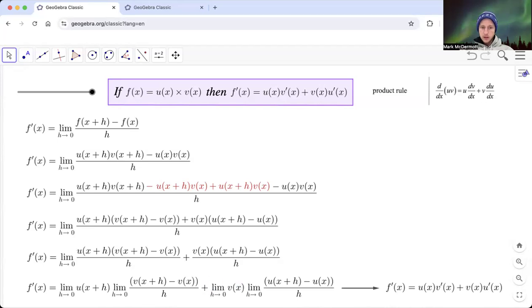This part here is the limit as h approaches 0 of v of x. Well, there is no h in that, so that's just v of x. And then this part here is the derivative of u of x, so u dash of x. So we get our conclusion that the product rule is what we said it was at the start. To find the derivative of a product of functions, you take u of x times v dash of x plus v of x times u dash of x.